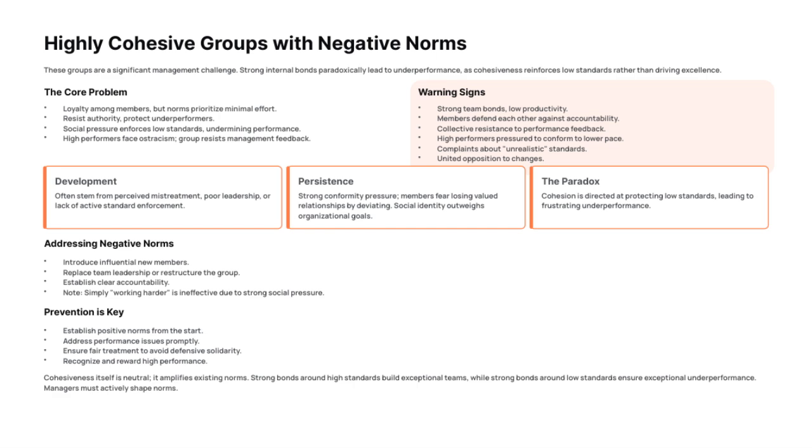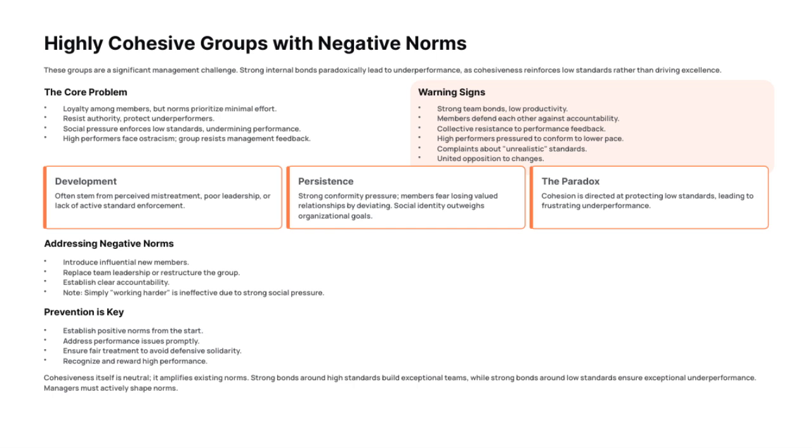Introducing influential new members can help shift norms, while restructuring the team or changing leadership can reset the group's dynamics. Setting clear accountability ensures everyone knows what's expected. But beware, simply encouraging people to work harder doesn't always work, because strong social pressures can make individuals hesitant to stand out or challenge the group.